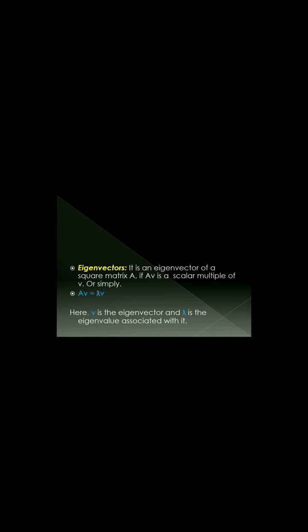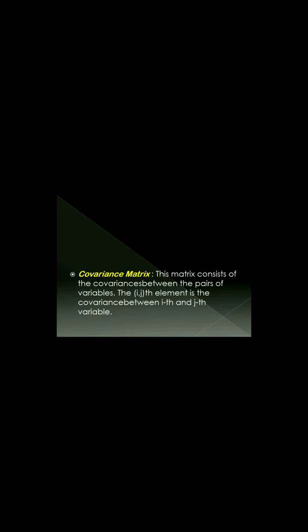Eigenvectors: a vector V is an eigenvector of a square matrix A if AV is a scalar multiple of V, or simply AV = λV. Here V is the eigenvector and λ is the eigenvalue associated with it. The covariance matrix: the matrix consists of the covariance between pairs of variables. The ijth element is the covariance between the ith and jth variable.